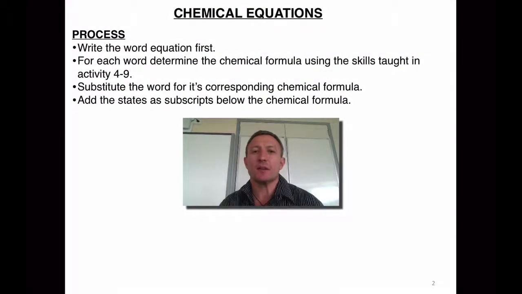In order to build a chemical equation, the first thing we need to do is to look at the practical that we're working through, or the scenario that's been given to us in the question, and formulate the word equation. From this, we then need to use the skills that we learnt in activity 4 to 9 to build up what the chemical formula is for each word. Once you've got the chemical formula, you then substitute the chemical formula in for the word, and then put as a subscript underneath the state of each of the formula. It's that simple.